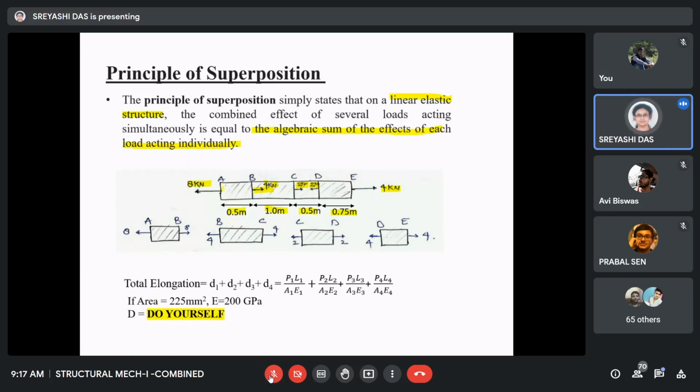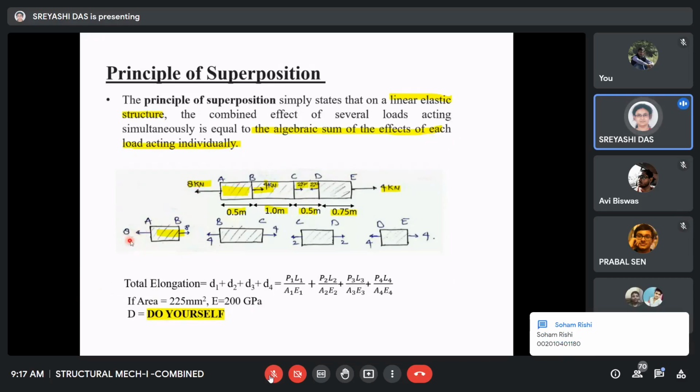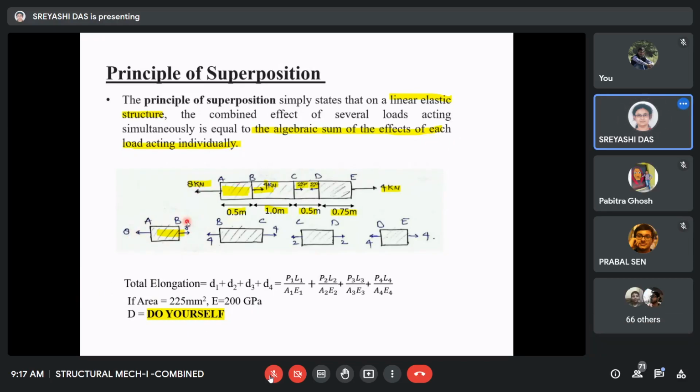Suppose first we take this AB part. For this AB part, at the left side there is an 8 kilonewton load. Obviously, to maintain equilibrium, at the right side also there will be an 8 kilonewton load. That means the AB part will be under an axial load of 8 kilonewton.